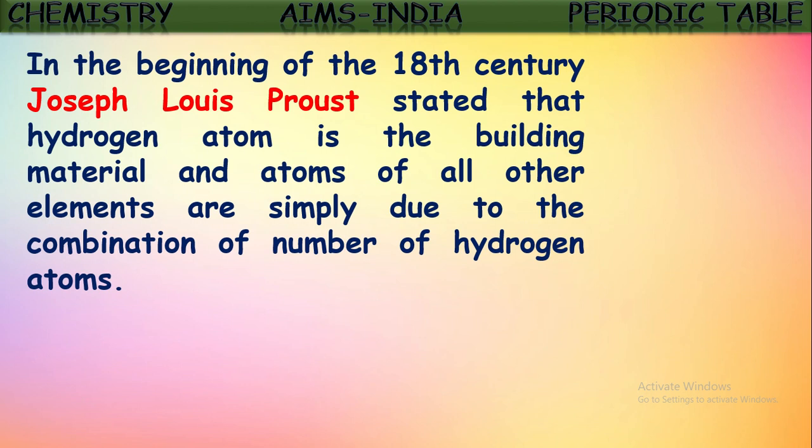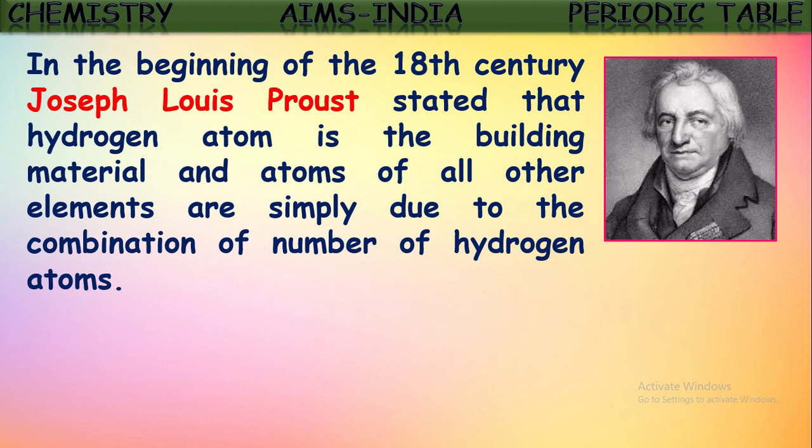In the beginning of the 18th century, Joseph Louis Proust stated that the hydrogen atom is a building material and atoms of all other elements are simply due to the combination of a number of hydrogen atoms. So this was a proposal given by Joseph Proust. Actually it is not correct. But at that time, as they didn't know any other elements, he thought that hydrogen is a basic fundamental building material of all the elements and compounds. So all other elements are formed by the combination of hydrogen atoms. In that way, he assumed. Anyhow, it is wrong.